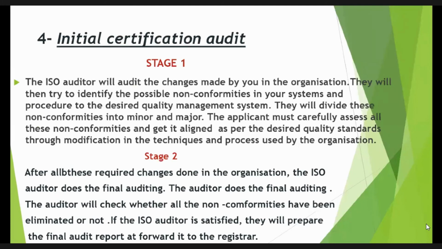Stage two. After all these required changes are done in the organization, the ISO auditor does the final auditing. The auditor will check whether all these non-conformities have been eliminated or not. If the ISO auditor is satisfied, they will prepare the final audit report and forward it to the registrar.